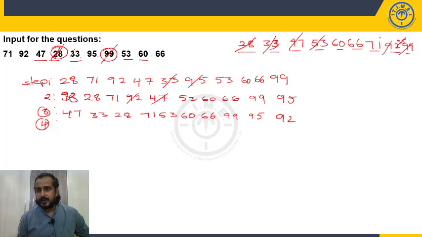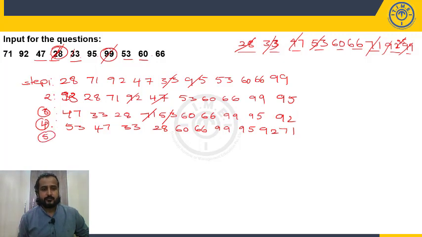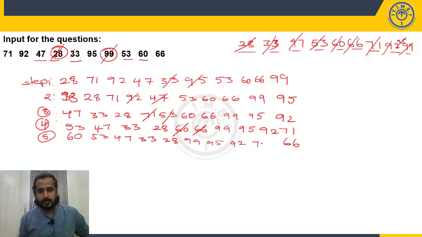Fourth least, 53, and fourth highest, 71. So the remaining numbers are between them. Cancel 53 and 71. So 47, 33, 28, 60, 66, 99, 95 and 92. Right. So what should be step 5? Fifth least and fifth highest. So 60 goes to the left hand and 66 moves to the right hand. Cancel those two. Now 53, 47, 33, 28, 99, 95, 92, 71.